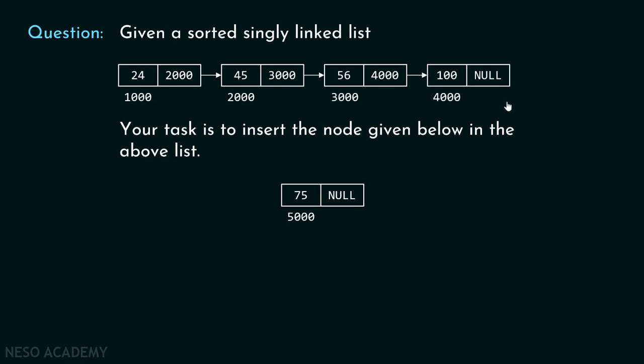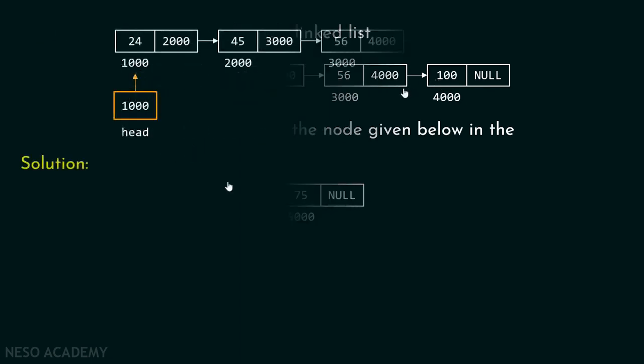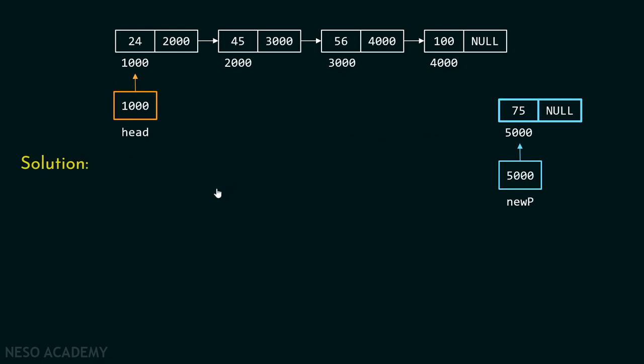That is why no other information is given that we have to insert this element after a certain position or before a certain position. Only this information is given, that we have to insert this node in this list. And we know that we can insert this node after this position only, because we have to maintain the order of the list. Now let's consider the solution.